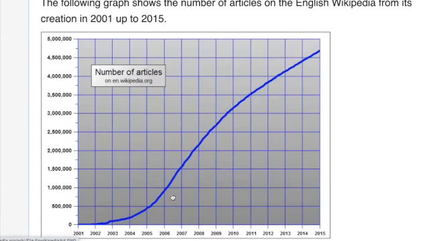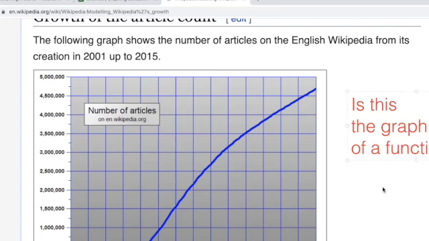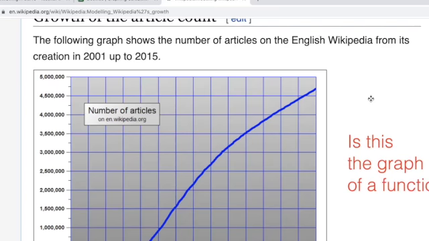So here's the number of articles that Wikipedia had, starting at 0 and going up to a little over 4.5 million from the years 2001 to 2015. Is this the graph of a function? So there's some function that determines how many articles there will be on Wikipedia for all time.